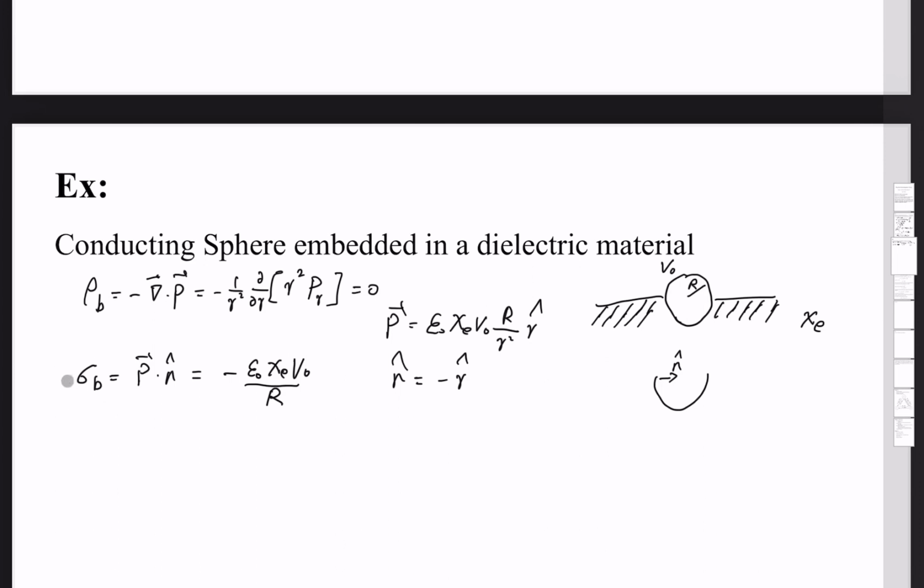When we are calculating the bound surface charge, remember that because the bound surface charge is inside here, the n hat should be pointing outwards from the surface, so it should be negative r hat. This is a subtle directional problem that you have to keep in mind. And because the n hat is negative r hat, there is an additional minus sign.